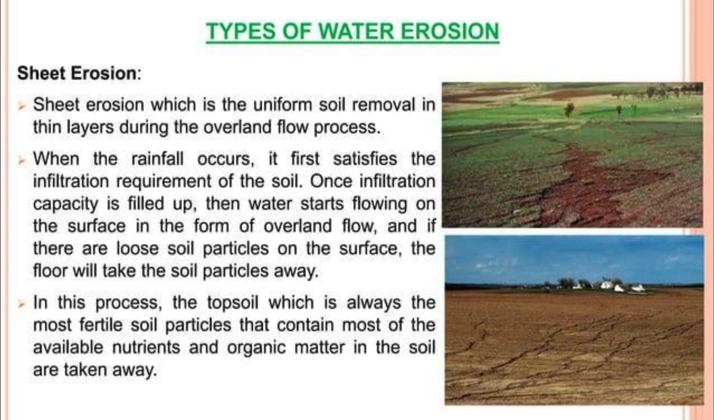Sheet erosion, which is a uniform soil removal in thin layers during the overland flow process. When rainfall occurs, it first satisfies the infiltration requirement of the soil. Once the infiltration capacity is filled up, water starts to flow on the surface as overland flow, and if there are loose soil particles on the surface, the flow will take the soil particles away. In this process, the topsoil, which is always the most fertile soil layer and contains most of the available nutrients and organic matter in the soil, is taken away.